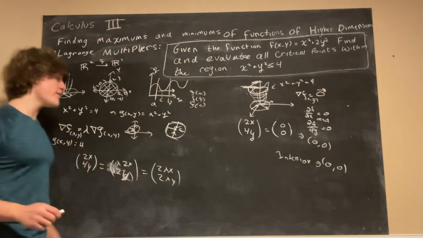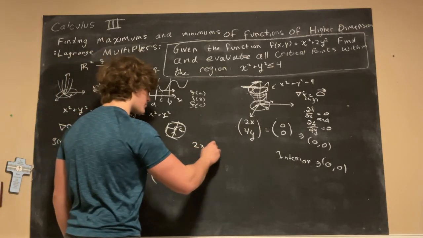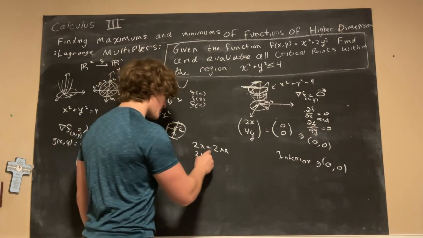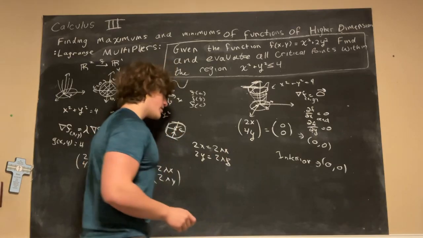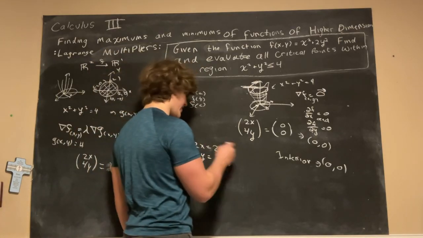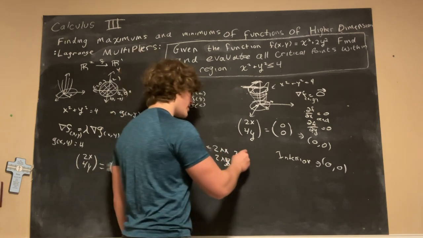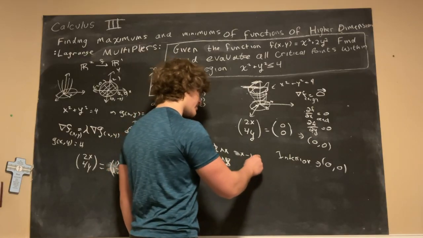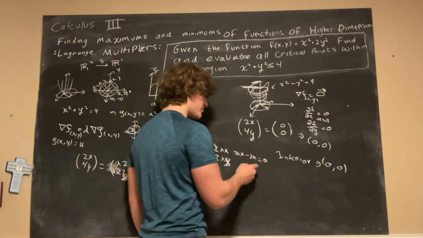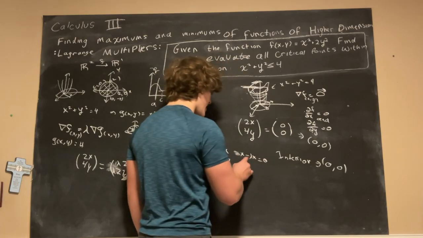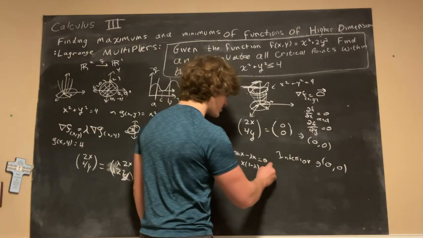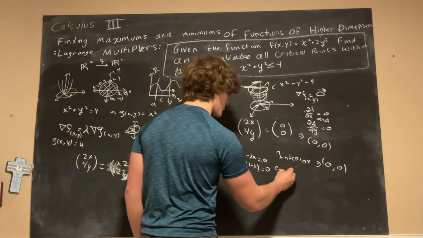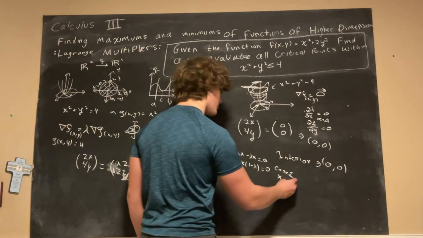Now, if 2x is equal to 2 lambda x, as we see in our first equation, and 2y is equal to 2 lambda y, then we can do the following. We can divide both sides by 2 first, and then we just get x minus lambda x is equal to 0, and then we can factor out an x from this, and we get x times 1 minus lambda is equal to 0, which tells us that for case 1, x is equal to 0.